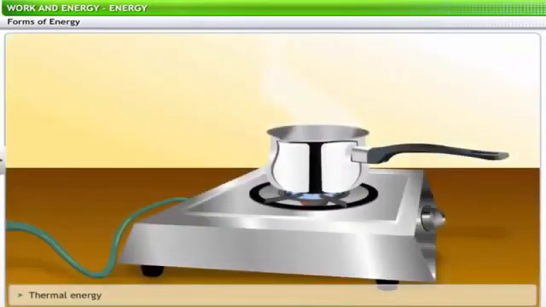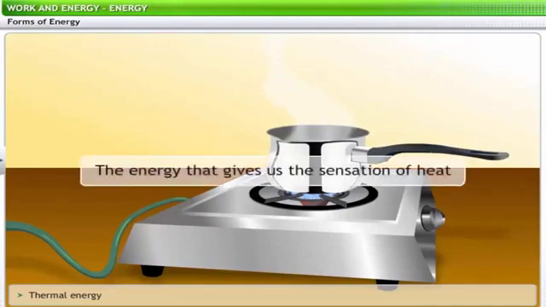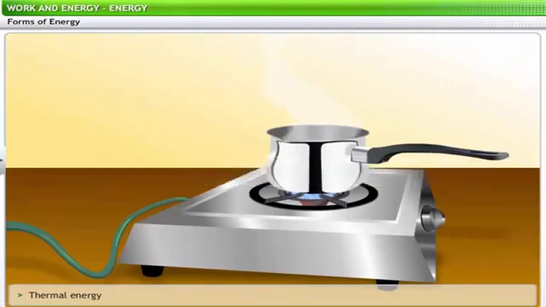Thermal energy, or heat energy, is the energy that gives us the sensation of heat. For instance, heat energy produced from the flames in a gas stove helps cook food.